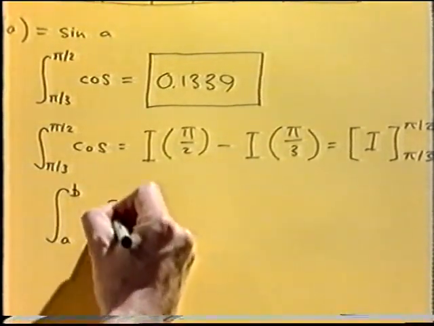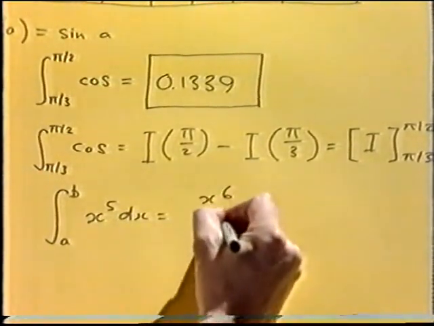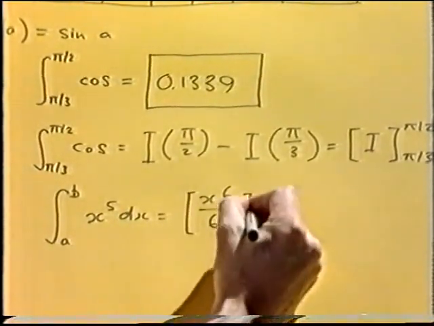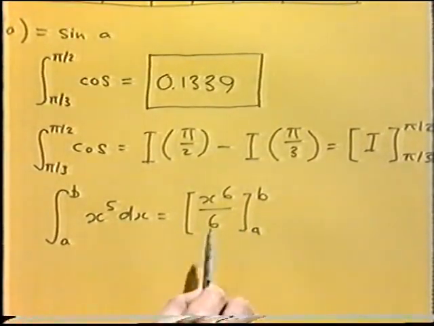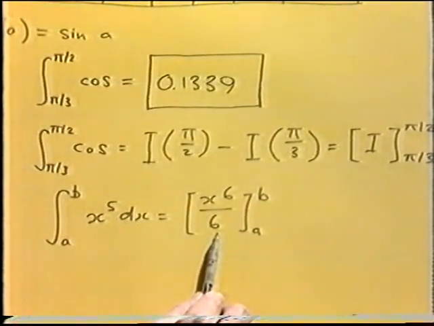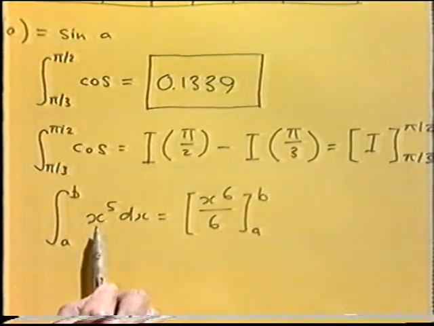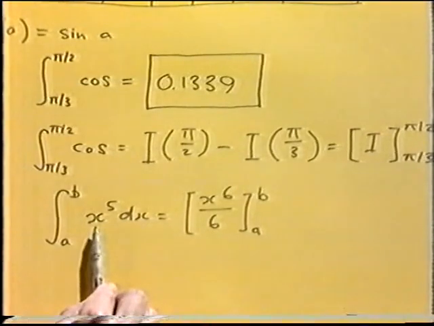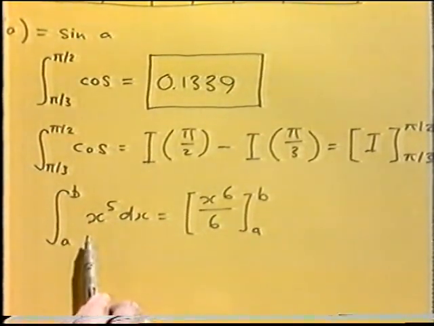The integral of x to the 5th dx equals x to the 6th over 6 from a to b. Here, the integral from 0 function is x to the 6th over 6. And the important thing to notice is that x to the 6th over 6 is a primitive of x to the 5th, which just means that the derivative of x to the 6th over 6 is x to the 5th.